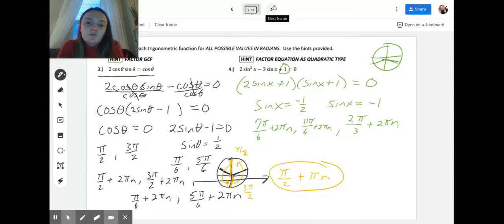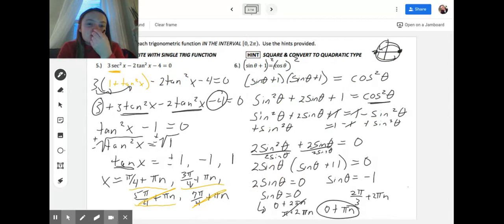All right, so for question number 4, what I did first is I factored. I got it to be 2 sine x plus 1 times sine x plus 1, set both pieces equal to 0, and solve using my unit circle. Notice that this was a general solution, so I wrote my answer generically in green.